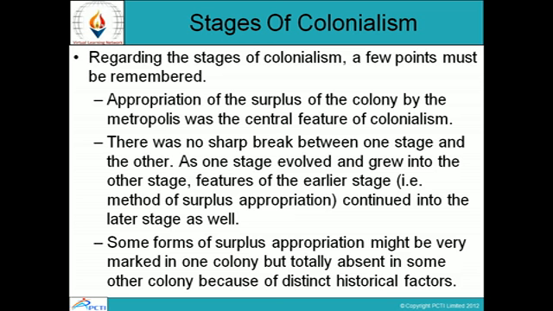Some forms of surplus appropriation might be very marked in one colony but totally absent in some other colony because of distinct historical factors. So some forms of surplus appropriation, of taking capital, of taking wealth, were prominent in one colony but totally absent in other colonies because of other historical features.